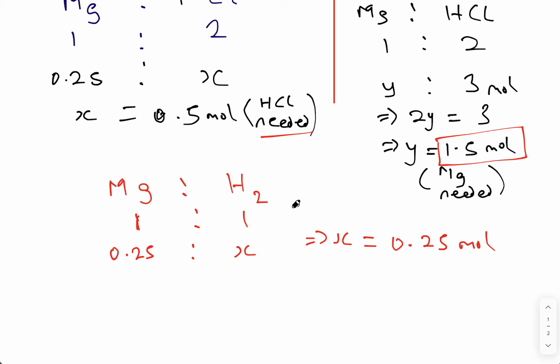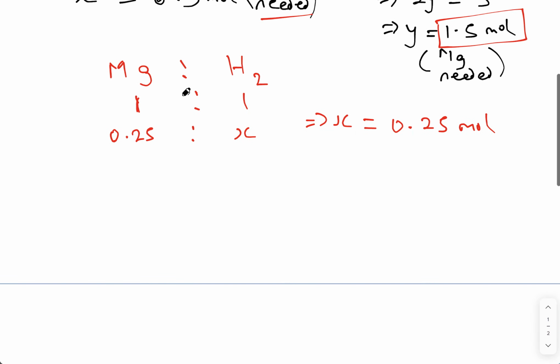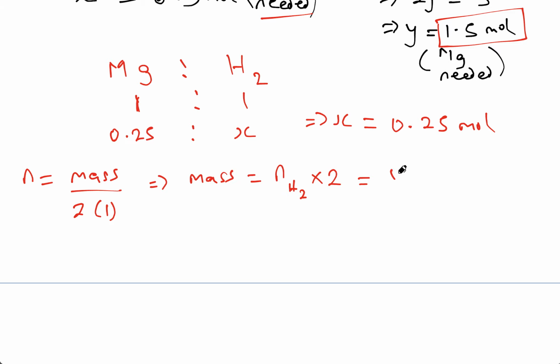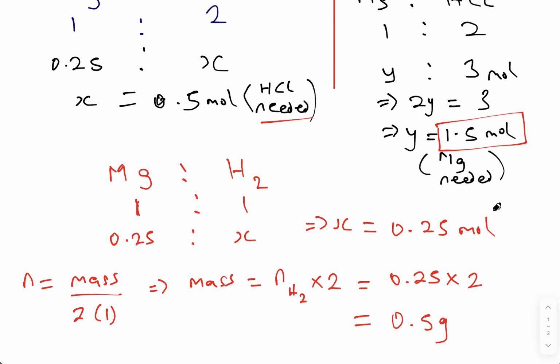Now, the next thing we need to do is to find the mass of hydrogen gas as required. That's what the question asks us to find. And we can use the stoichiometric expression that says number of moles equals mass in gram over the molecular mass of hydrogen gas, which will be 2 times 1. And then that implies that mass equals number of moles of hydrogen gas times 2. Number of moles that we have gotten here is 0.25, then multiply by 2. If we do this, this will be 0.5 gram. That implies that the mass of hydrogen gas liberated is 0.5 gram.